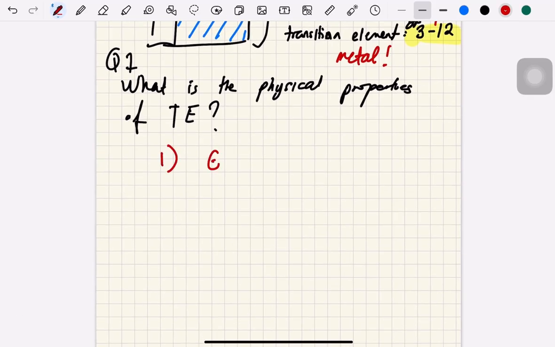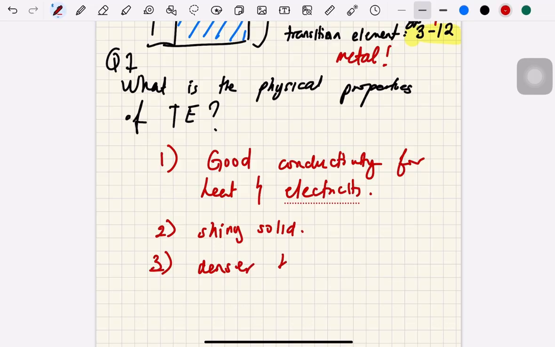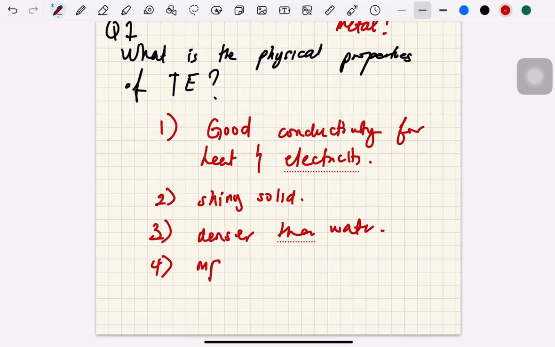Okay, the first one is, you can see it has good conductivity for heat and electricity. Okay, and then you can see that it's shiny, solid. Number 3, you can see it's denser than water. Okay, and then the melting point and boiling point is high. Okay, and then there are 2 other properties. This one, I star. Okay, it is ductile and malleable.